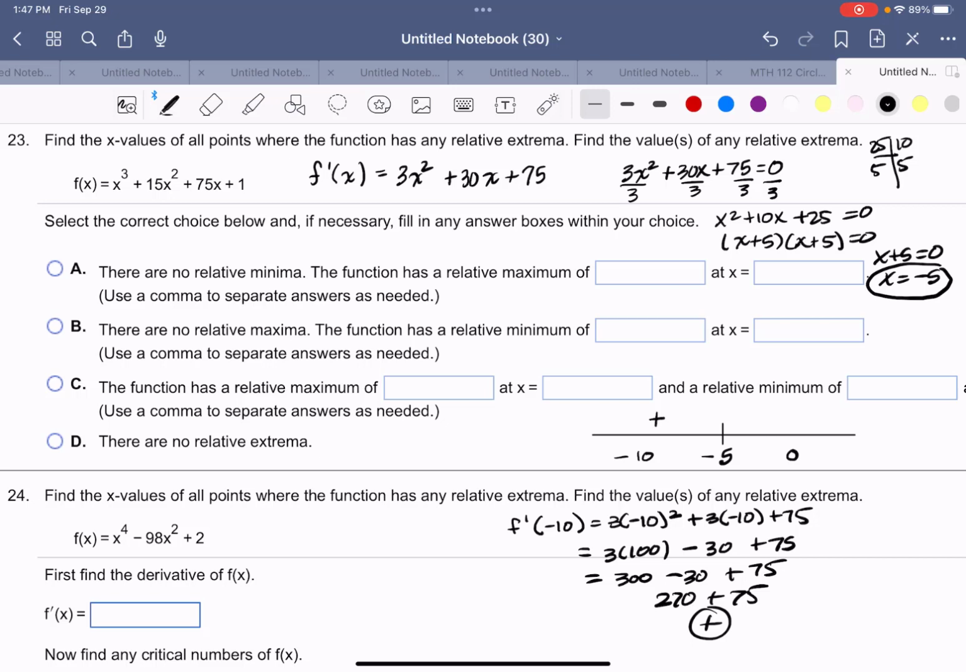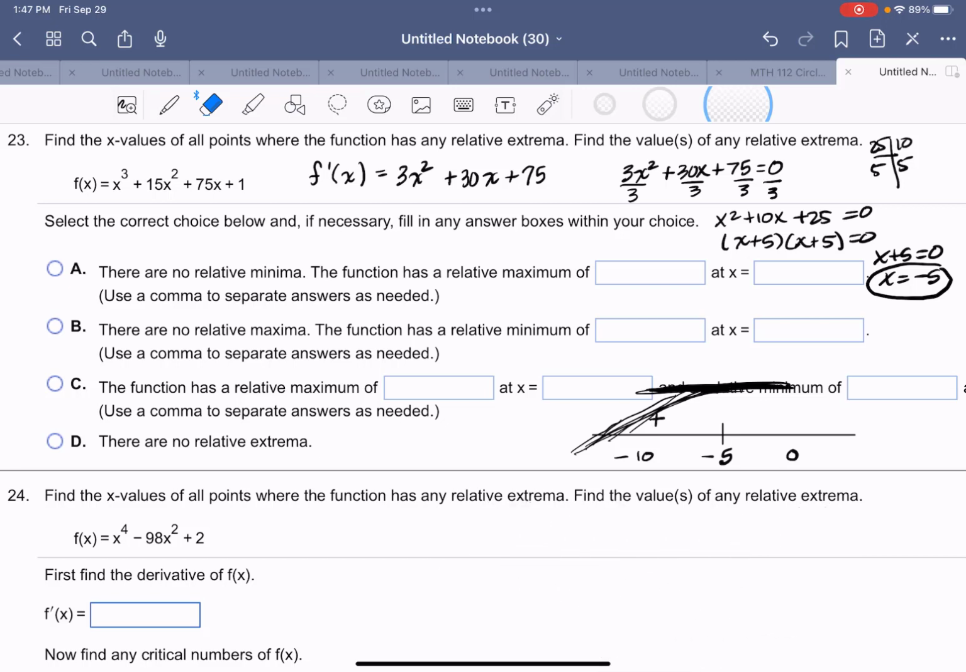That means our original function has tangent lines that are positive slope. It's going uphill. It's increasing here until we get to minus 5 where the slope is 0. So now we have to check on the other side to see if it continues to be positive or if it turns around and has a negative slope.